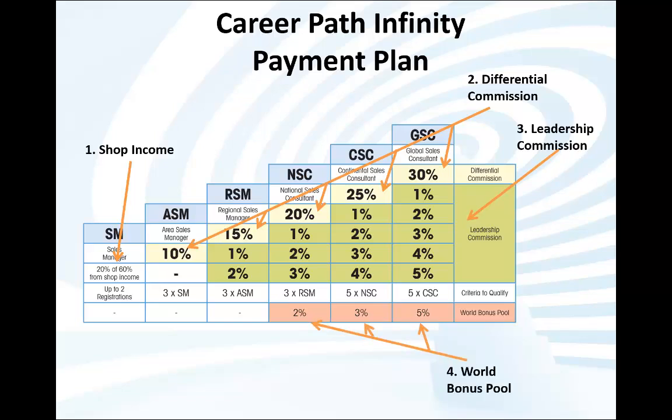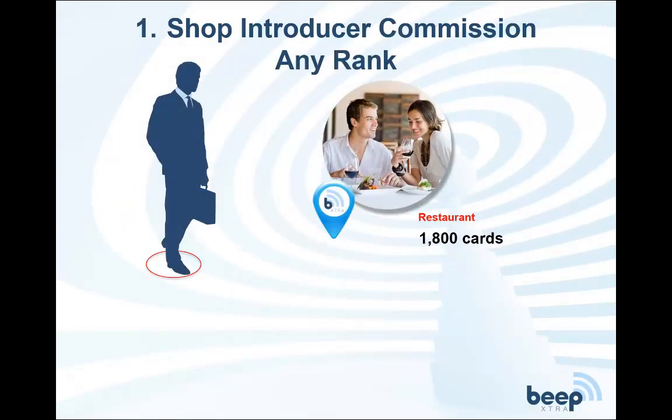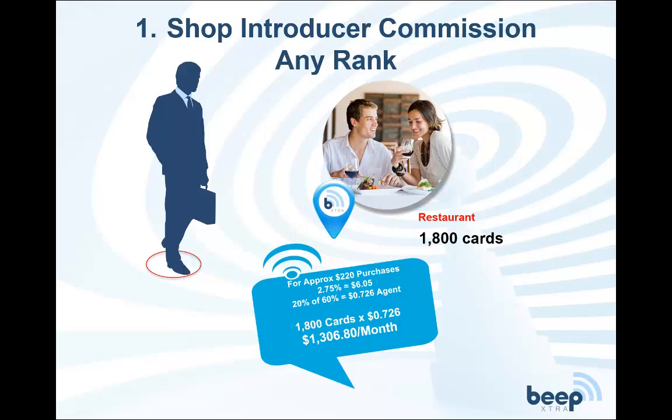Let's study them individually. To explain the shop or business introducer commission, here we see a Beep member who's introduced a restaurant who's given 1,800 cards to its clients. Here we have to make assumptions. Let's assume the average total spend on Beep cards is $220. The 2.75% Beep charge equals $6.05. Beep pay out 60% of this, and 20% of that 60% is paid to the Beep member who introduced the shop or business. That equals 72.6 cents.